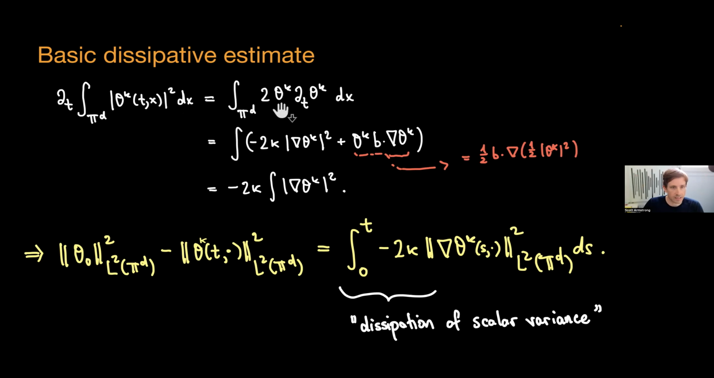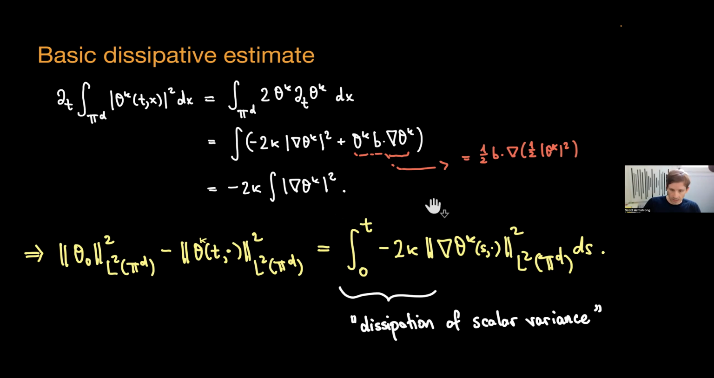And you find that by just one integration by parts, the drift term drops out, and you have just minus 2 kappa times the gradient squared. And so this says that the integral of the gradient squared tells you the rate of the decay of the scalar's variance. Okay. And if you integrate that, of course, then you see that the drop of this L2 norm squared is going to be equal to the time integral of this L2 norm of the gradient squared in time, integrated over space.